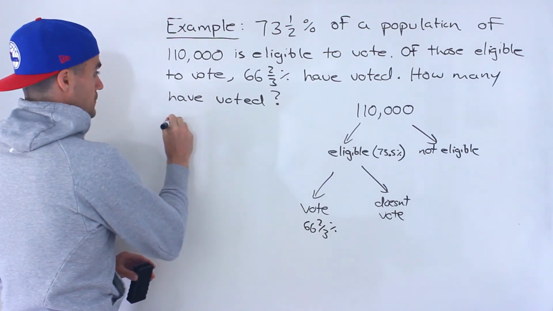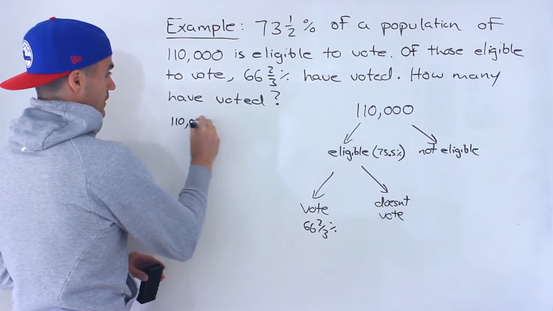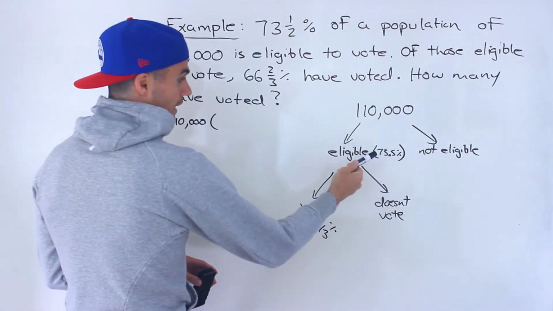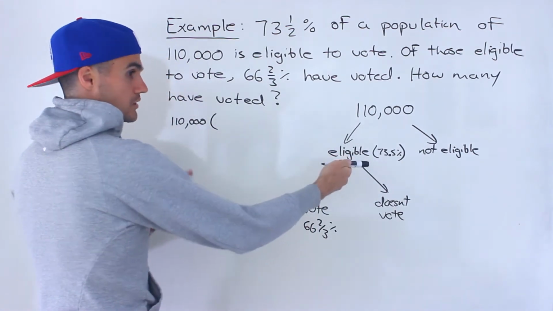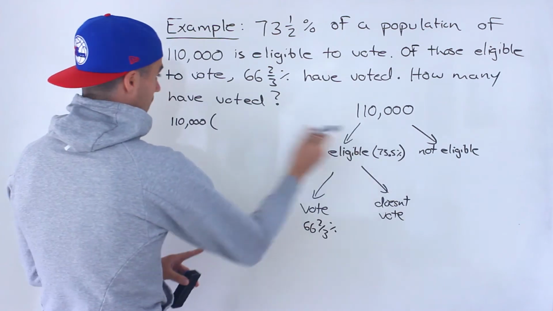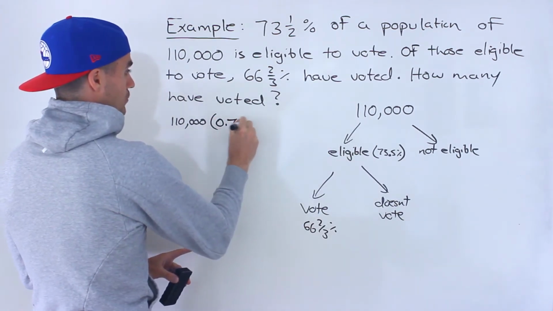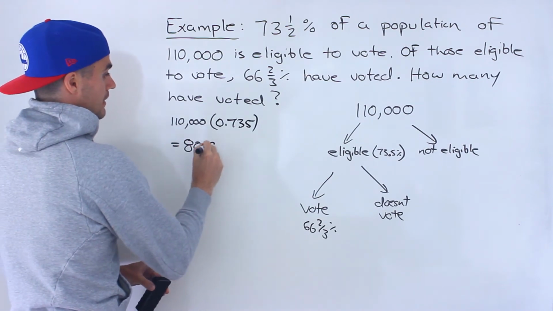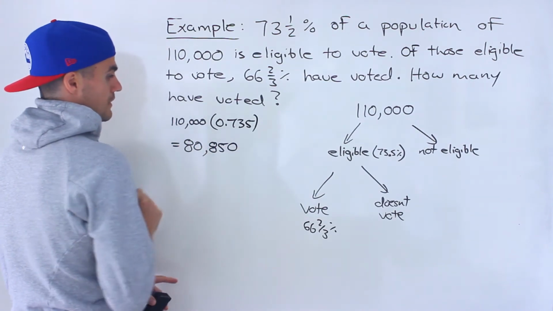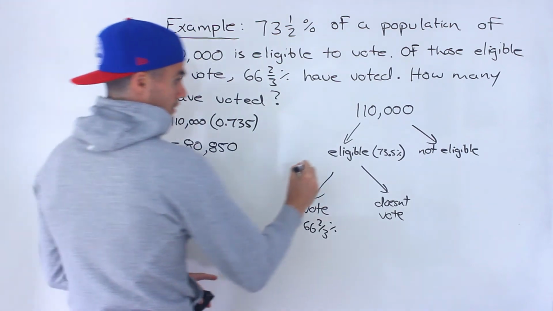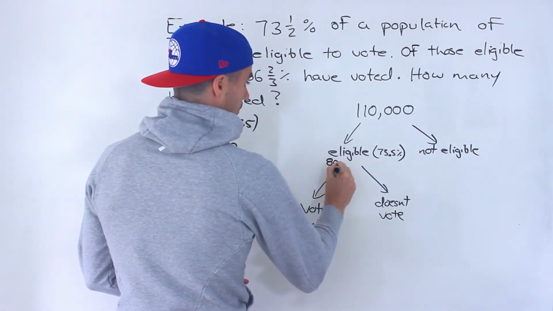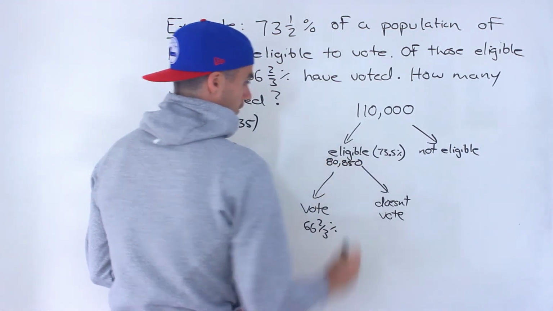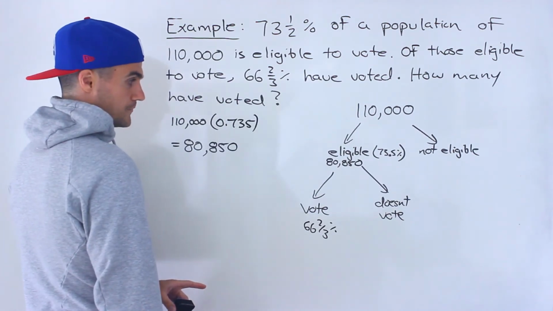So what we would do is take 110,000 and multiply it by 73.5%, which if we convert that to decimals, divide that by 100, that would be 0.735. And we would end up with 80,850 people. So that's the number that is eligible to vote.